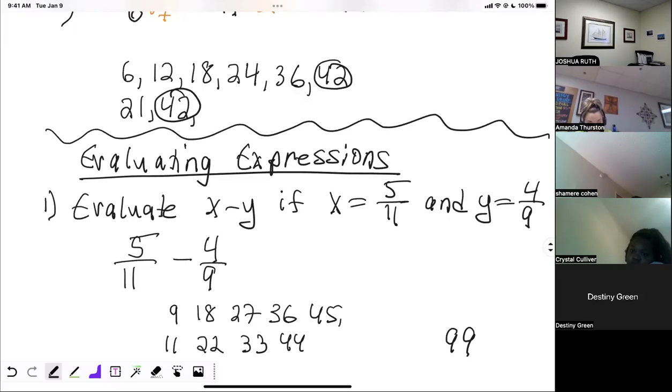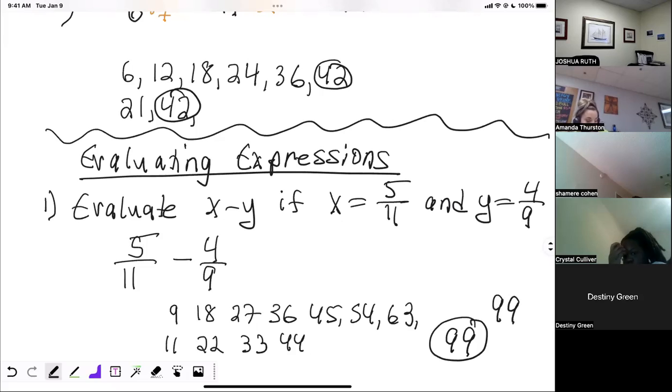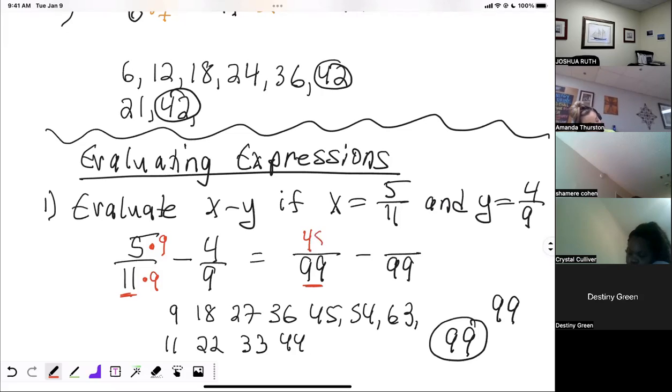But I don't think there's any 9 that comes as a double digit. 9 times 6, 54, 7, 63. Yep, it's going to be 99. So eventually we're going to get 99 when we do 11. 99. Okay, so if this is 99 and this is 99, this is what I need. This is what I have. I had to multiply by 9, which means I multiply the numerator by 9. 9 times 5 is 45.